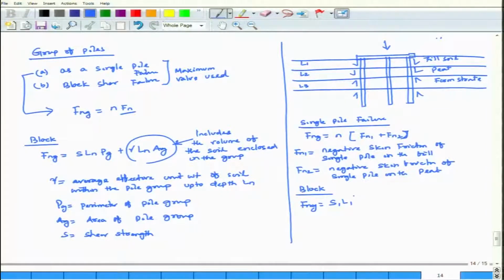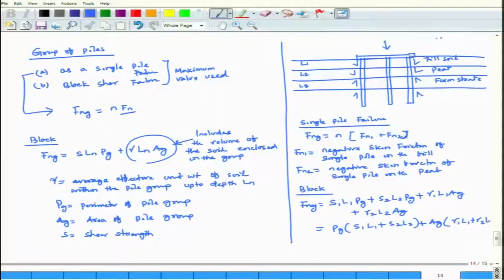S1 L1 P g plus S2 L2 P g plus gamma 1 L1 A g plus gamma 2 L2 A g, which is equal to P g into S1 L1 plus S2 L2, plus A g into gamma 1 L1 plus gamma 2 L2. L1 is the depth of the fill soil, L2 is the depth of the peat soil.